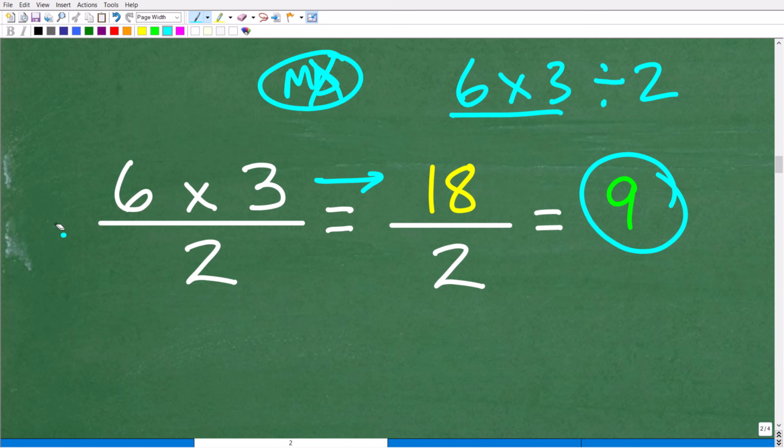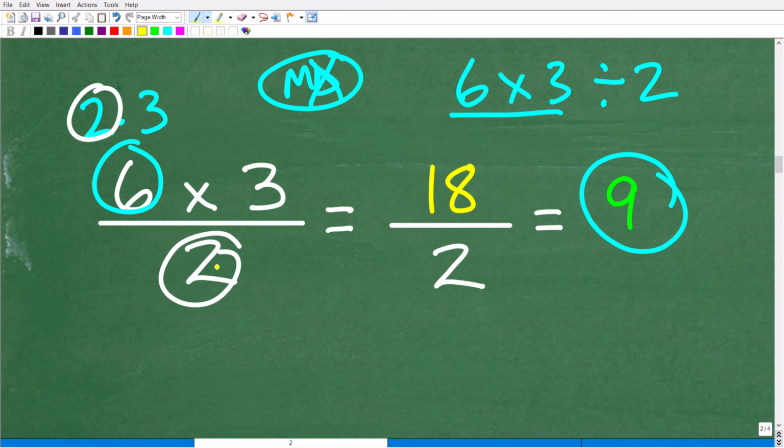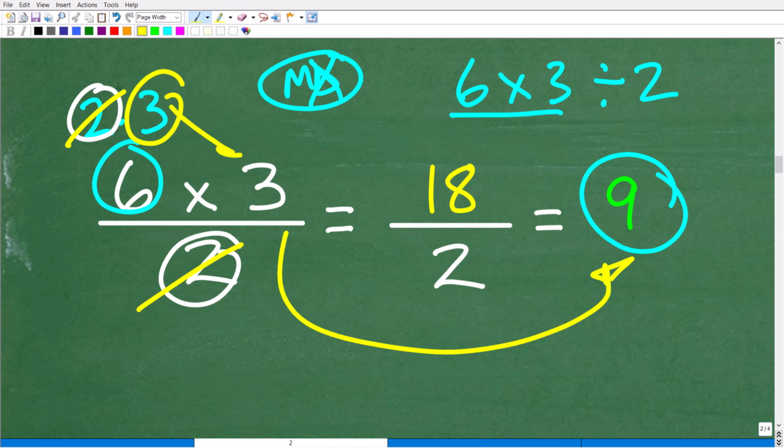Now, also, you could think of this in terms of fractions and in terms of factors. So 6 is the same thing as 2 times 3. And you could identify these 2's as like factors. So you can just cross cancel those 2's, or 2 goes into 6, 3. 3 times 3 is 9.